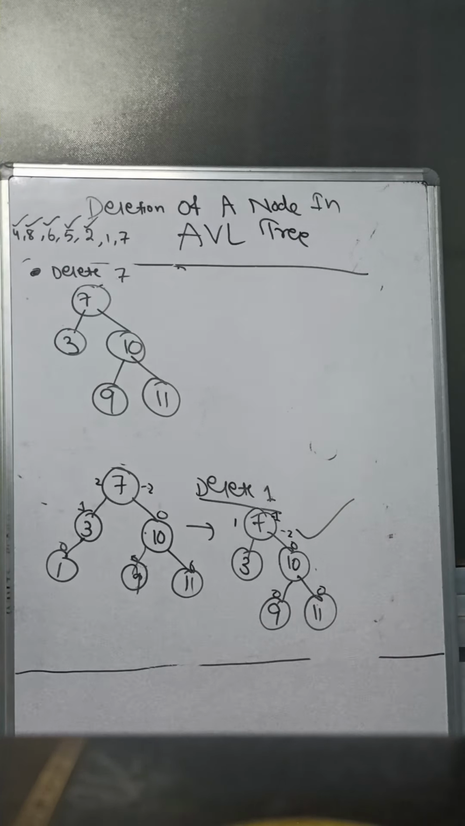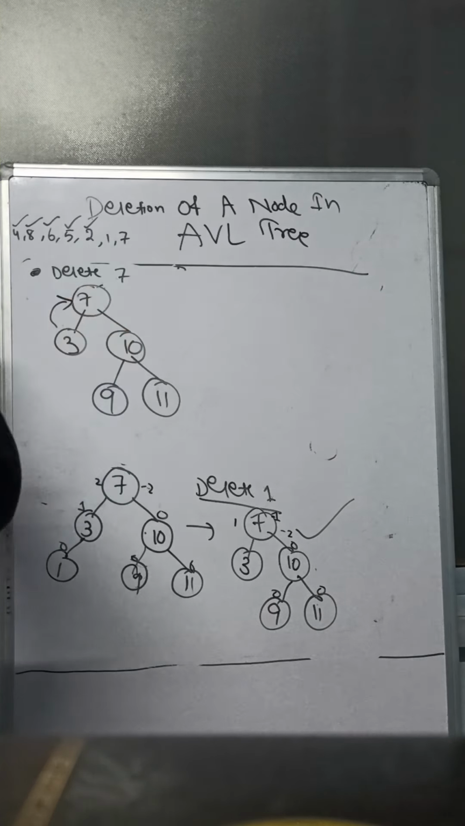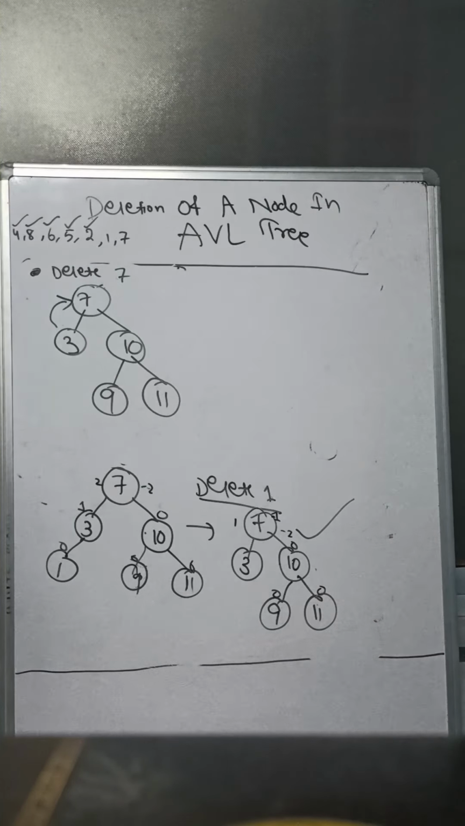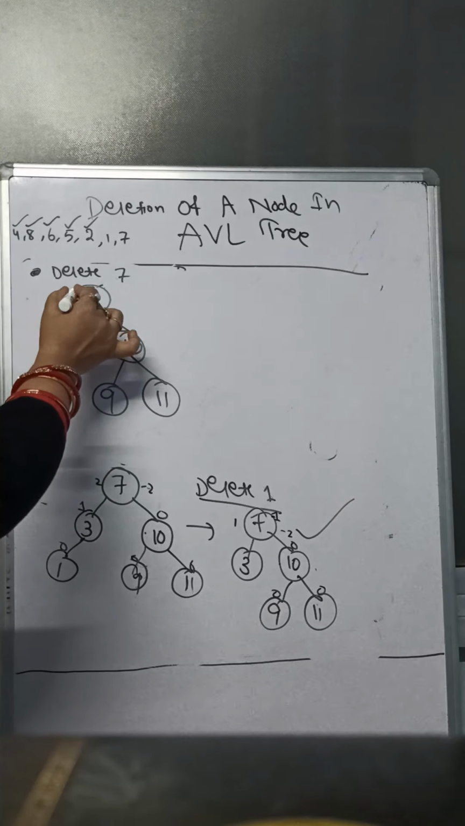When 7 is deleted, you know that according to the inorder rule, the immediate predecessor of your 7 is 3. So 3 will go to 7. So this is your RR rotation. If you don't want to think about the RR rotation, you think like this.